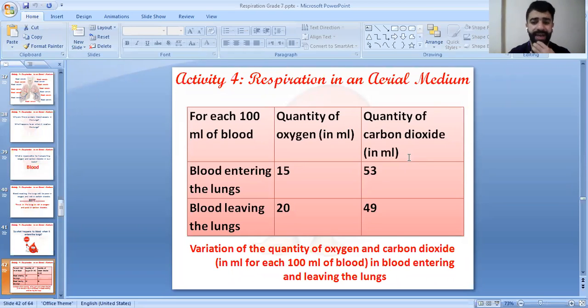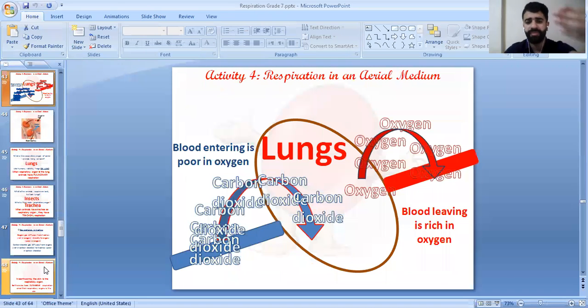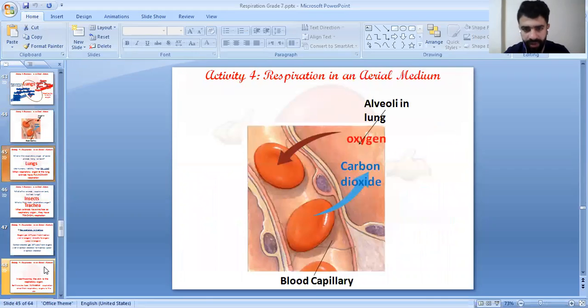Quantity of carbon dioxide in blood entering the lungs is 53 milliliter for each 100 milliliter of blood, which is less than or greater than 49. Sure, it's greater than the quantity of carbon dioxide in the blood leaving the lungs, which is 49 milliliter for each 100 milliliter. So this is the lungs. The blood entering is poor in oxygen, while the blood leaving is rich. The blood takes oxygen from the lungs.